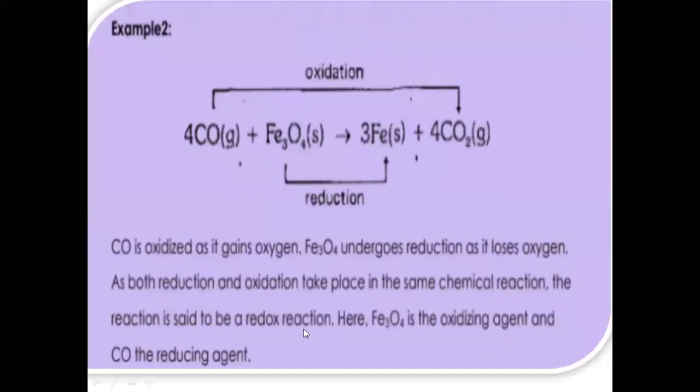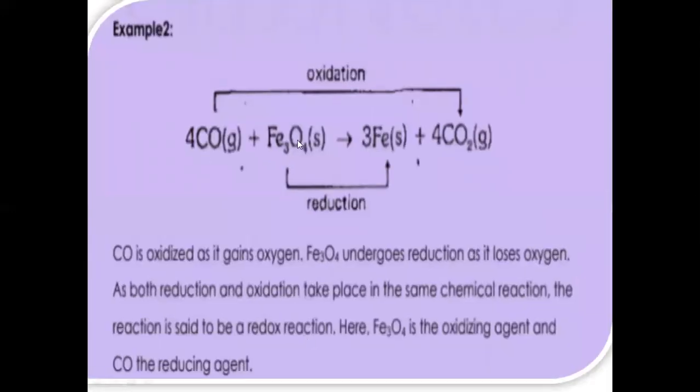Second example is the reaction of carbon monoxide with ferric oxide, which is converted into metallic iron, and carbon monoxide is converted into carbon dioxide. So carbon monoxide is oxidized. You can see here carbon monoxide has one oxygen atom, but at the product side it has two oxygen atoms. It means carbon gains oxygen atom, and gaining of oxygen is called oxidation.